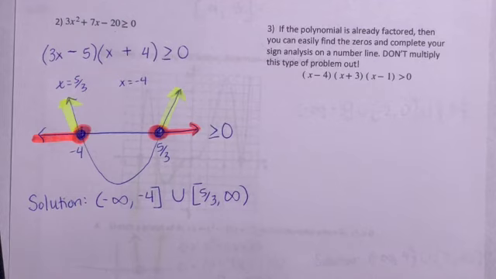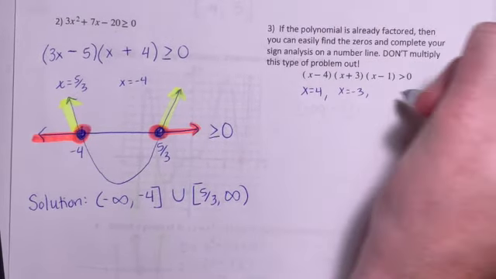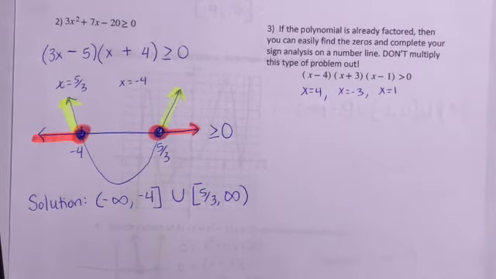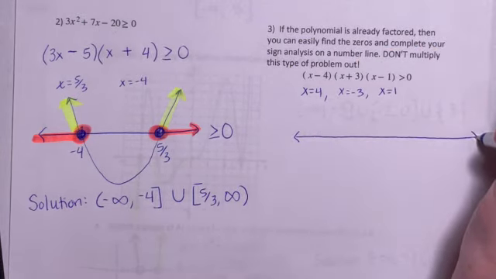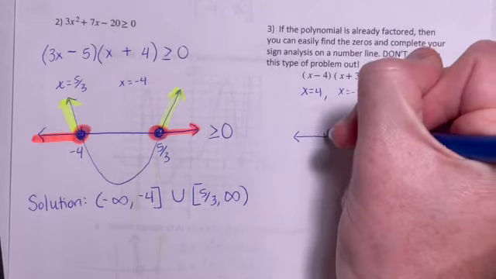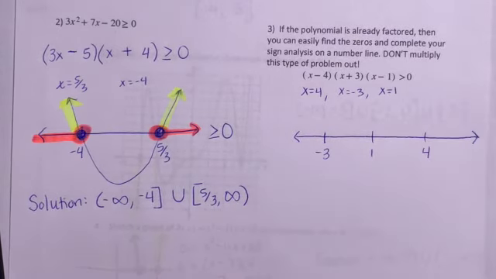For number 3, it's already in factored form. So if something is in factored form, we don't really want to make it harder for ourselves by multiplying it all the way out, since the goal is to find the zeros. If we can have it in factored form, then we can easily find the zeros. So in this one, I have a 0 at +4, another 0 at -3, and another 0 at +1. Since this is a cubic polynomial, I'm going to put my zeros in order. Here's my -3, then +1, then +4.